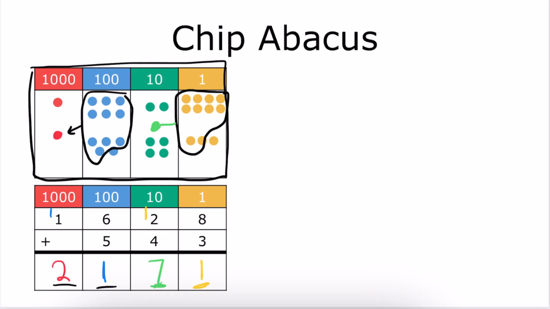And so the chip abacus is basically just like a more generalized or abstract way to show the same process as the base 10 blocks. And you don't actually even have to do poker chips. You can also draw pictures, kind of like what I showed here.